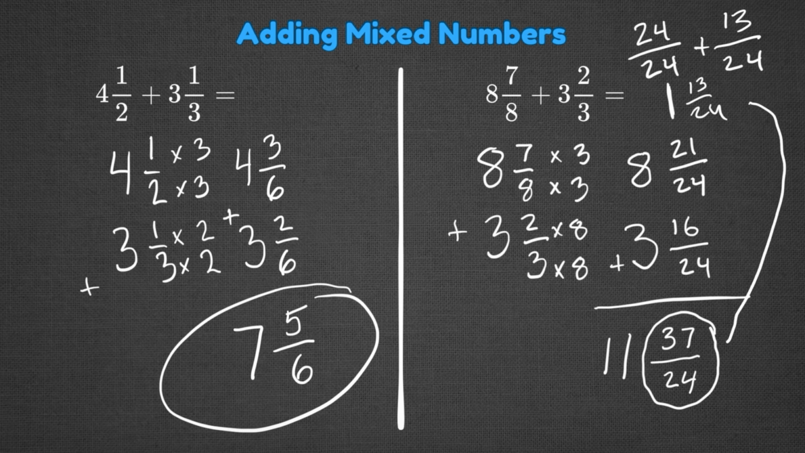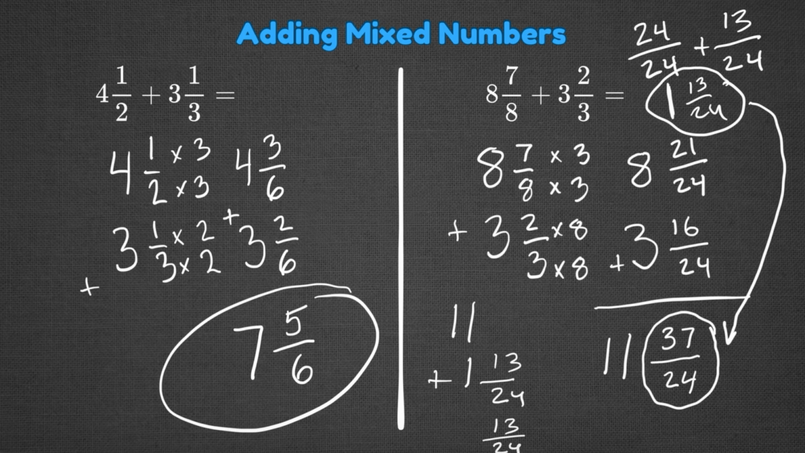So what we can do is bring this back down and show that it's the same thing as 37/24. So I'm going to go over here and put down my 11, and I'm going to bring down the 1 and 13/24. And if I add those two together, I can get our final answer of 12 and 13/24.